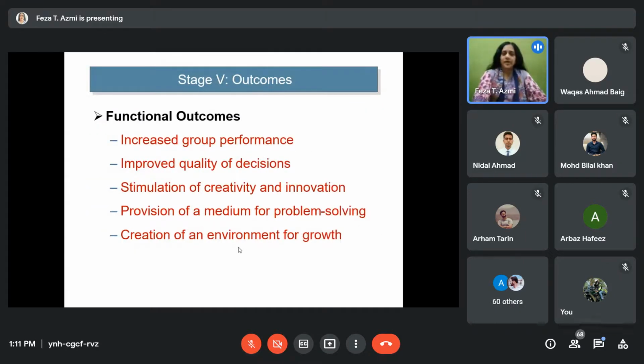And stage 5 is the final outcome. So if you have handled the conflict well, it will lead to functional outcomes. There will be better group performance, there will be better decisions, more creativity, better problem solving, because the conflict has been taken care of, better environment.